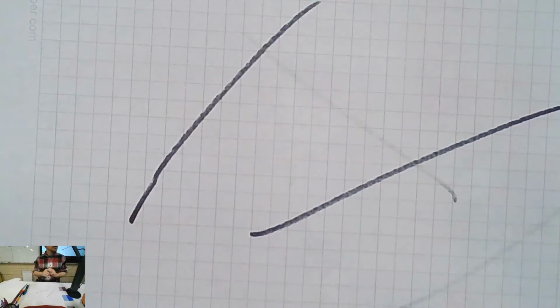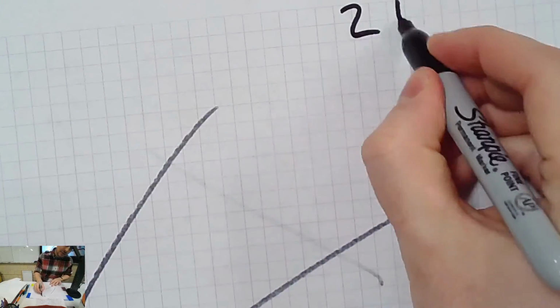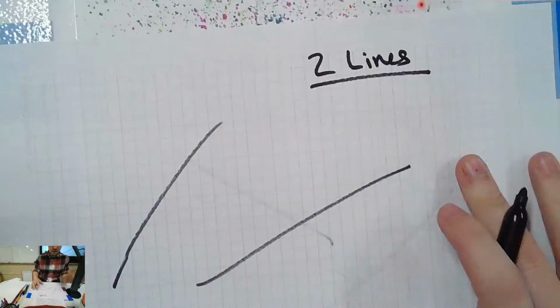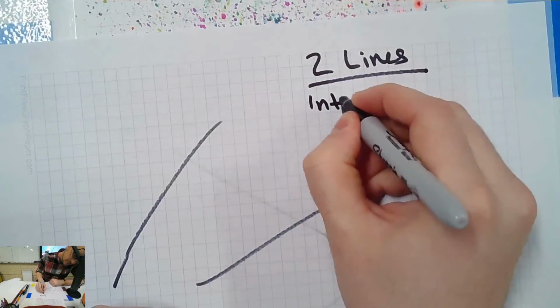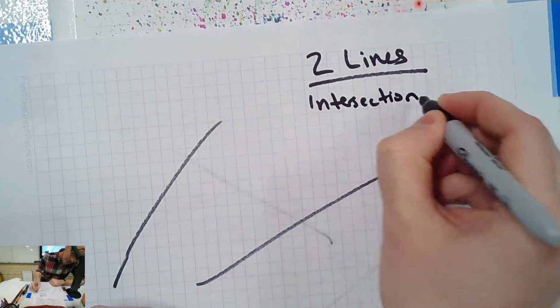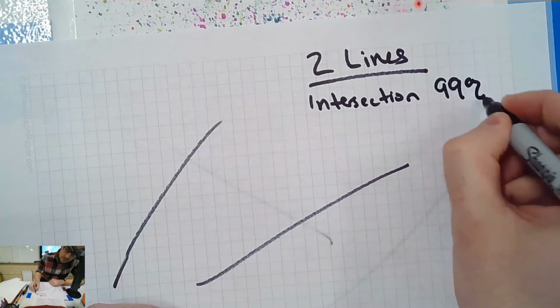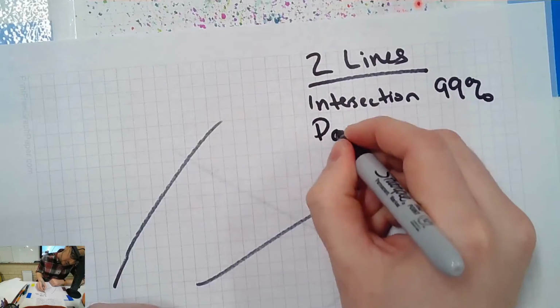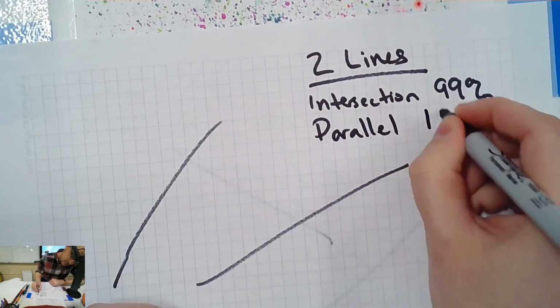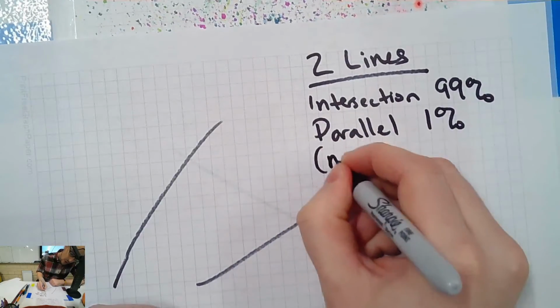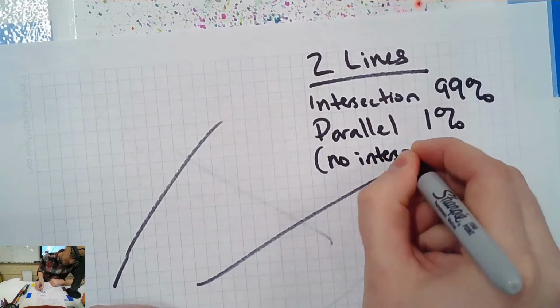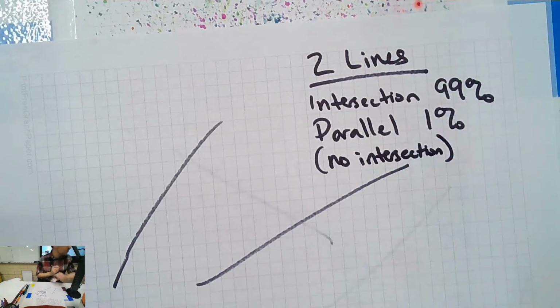Right? So, for 2 lines, intersection happens often. Parallel, or no intersection, we should say, happens very rarely. Right? Does that make sense? Yes. That's for 2 lines.